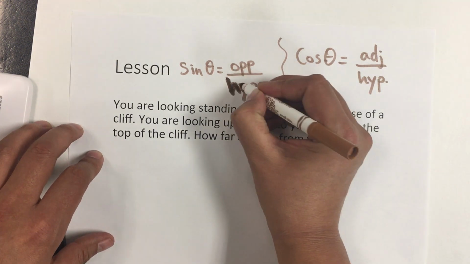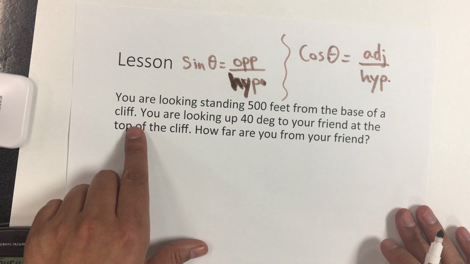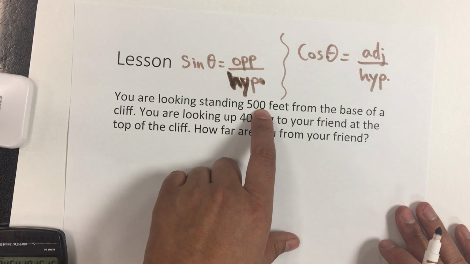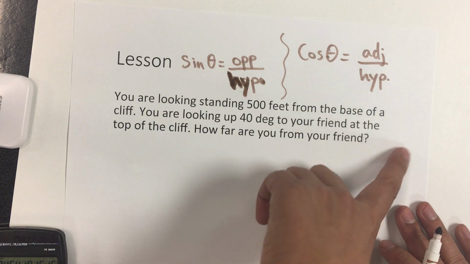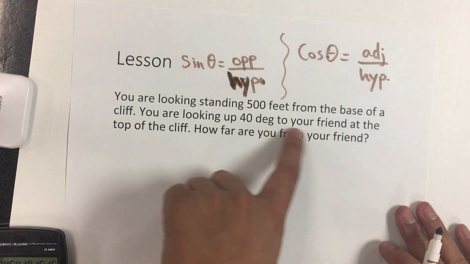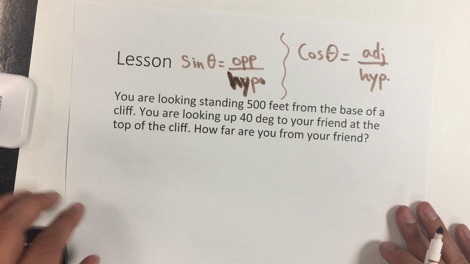So now it says you're standing 500 feet from the base of a cliff. You're looking up 40 degrees to your friend at the top of the cliff. How far are you from your friend?